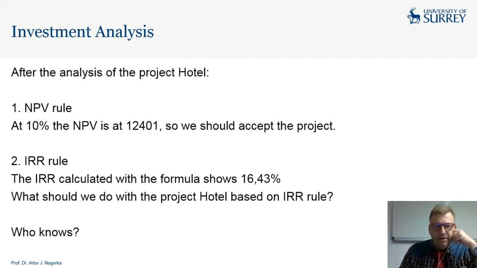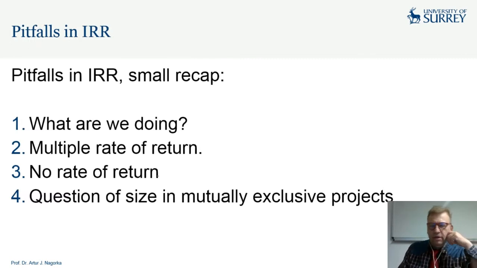Brilliant. Now we do a very small recap on IRR. Firstly, what are we doing? This is pitfall number one, multiple rates of return. Pitfall number 2, no rate of return. Pitfall number 3, and the question of size in mutually exclusive projects. This would be pitfall 4, slightly different from the 3 at the beginning.